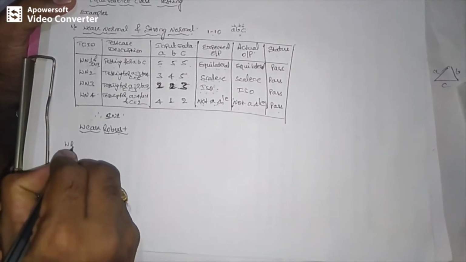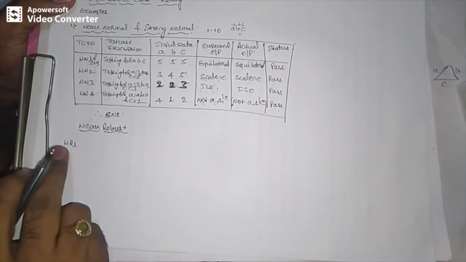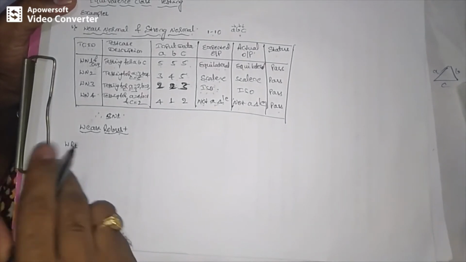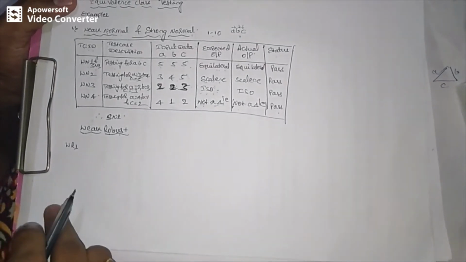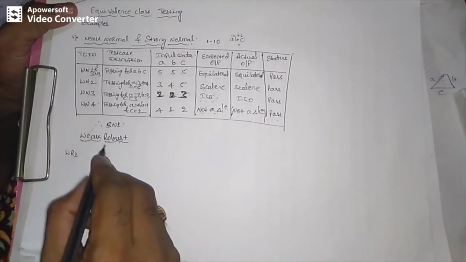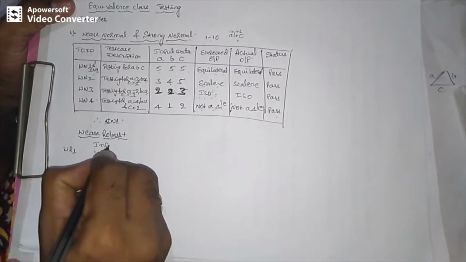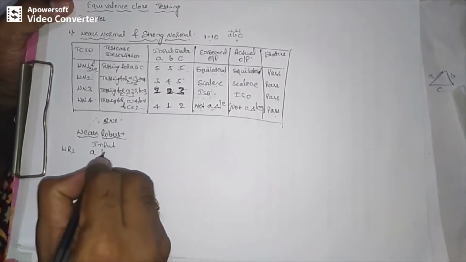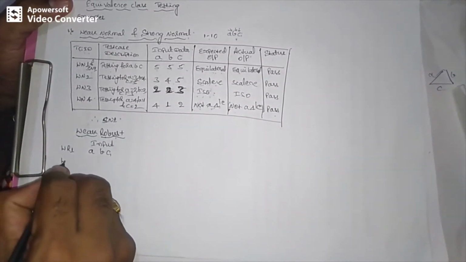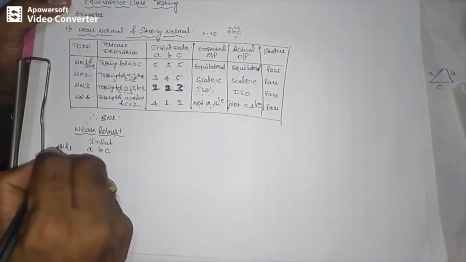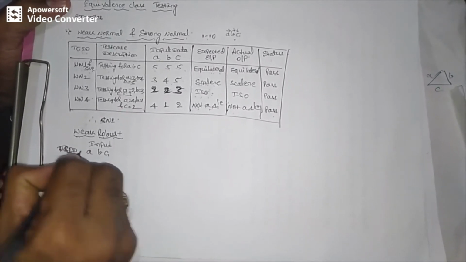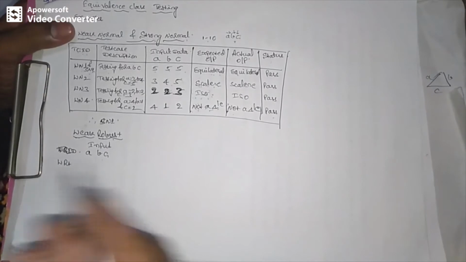Weak robust test case IDs we are writing in this fashion: WR1, WR2, WR3, WR4, WR5, WR6, and then we specify the inputs. What type of input do we need to specify? A, B, C are the three inputs. Now these are the test case IDs, TCID, you can write TCID. These are the inputs. How to specify?